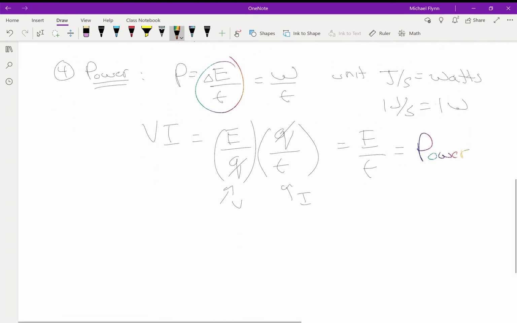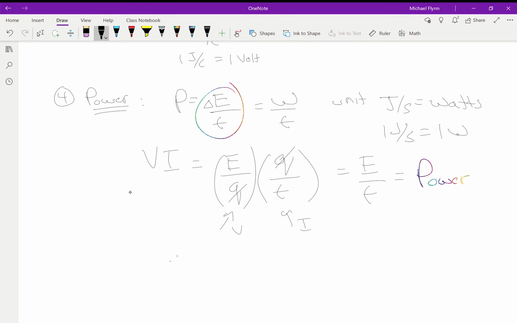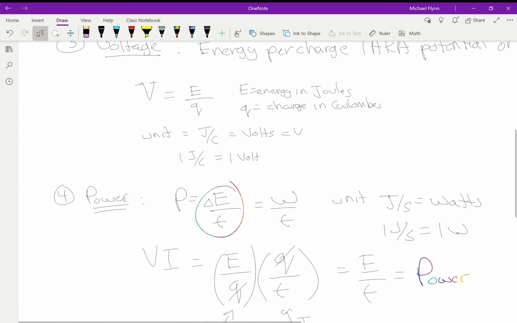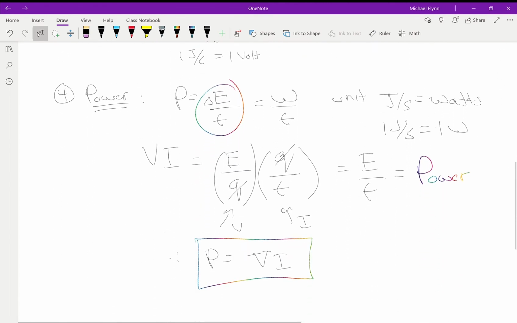Okay, so therefore what I've just proven to you is power for electrical devices is voltage times current. I'm just going to put a little box around that. All right, so now you know the definitions of charge, current, voltage, and power in terms of electricity.